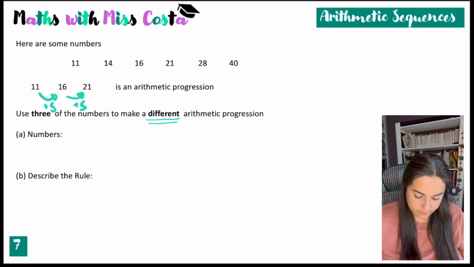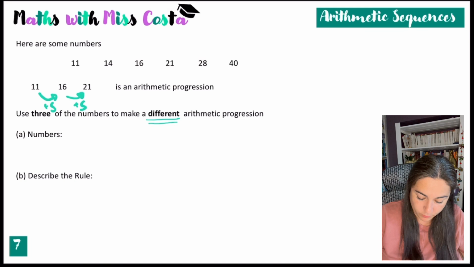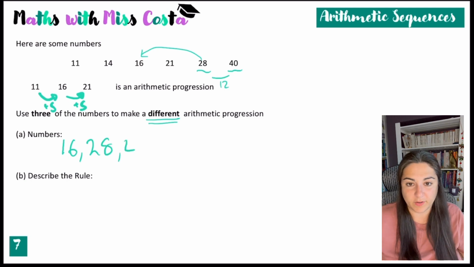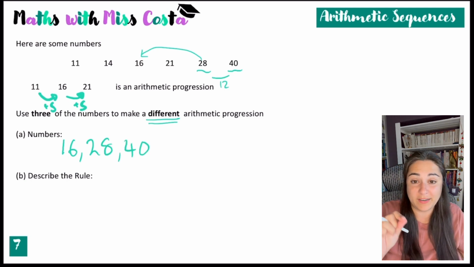So let's pick some. Okay, so let's say 40 and 28. The difference between them is 12. So is there something that has a difference from 28? 28 take 12 would give us 16. So the numbers could be 16, 28, and 40. I mean, there are loads of other combinations too, but you just need to pick 3 numbers that have a constant difference between them.